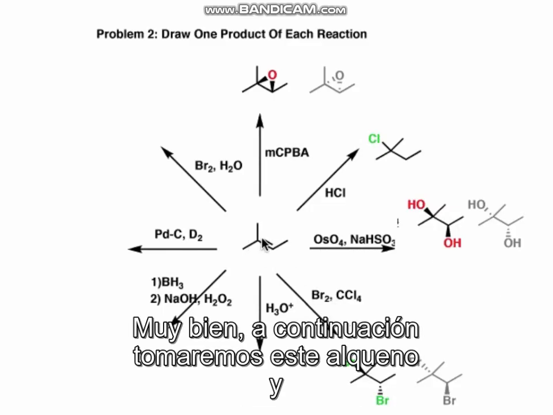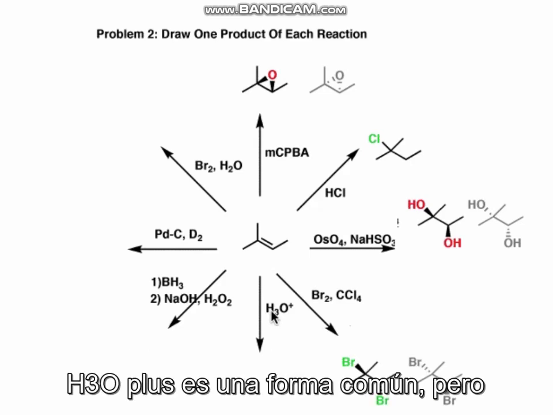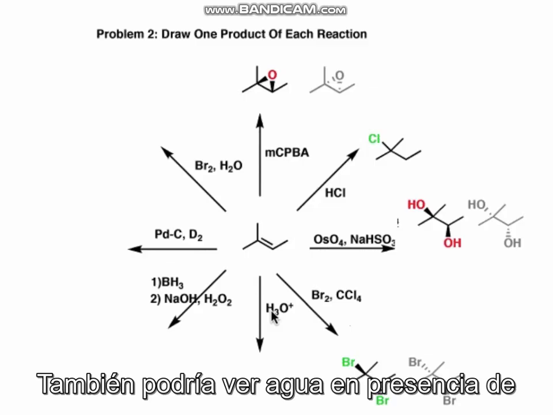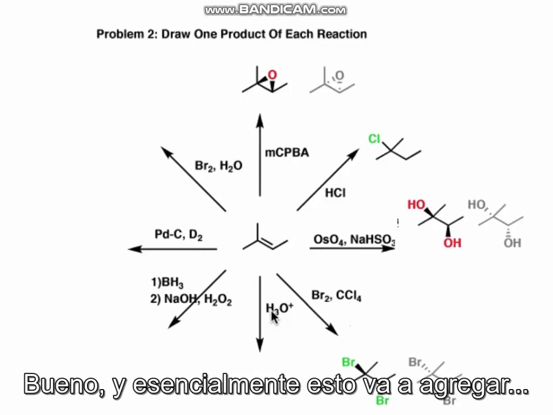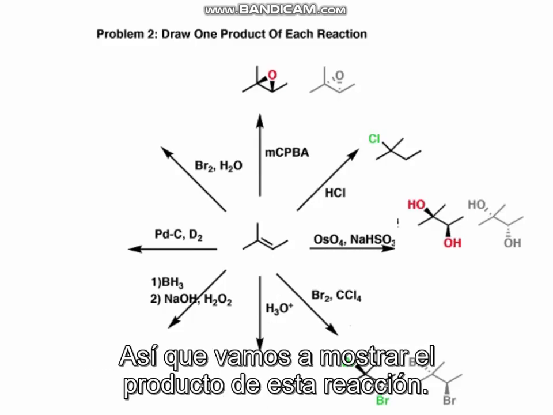All right, next we'll take this alkene and treat it with H3O+. Now there's a few different ways to write this reaction actually. H3O+ is one common way, but you might also see water in the presence of H2SO4, so sulfuric acid. Okay, and essentially this is going to add hydrogen and OH, or essentially add water across a double bond. So let's show the product of this reaction.